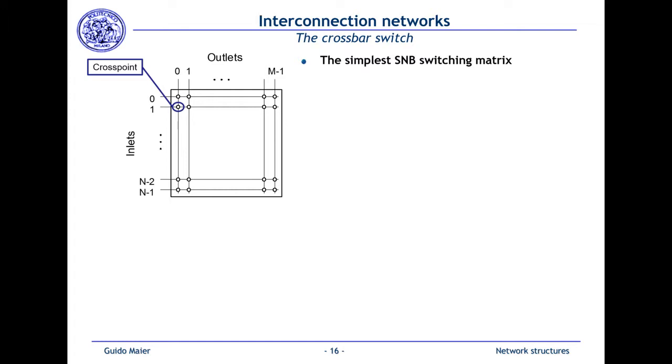This is the zoom of that component. Even if it is drawn in a different way, it's still a 2x2 switching element. And since it is a 2x2 switching element, it can take two states. One state is this one. When it is in this state, what is arriving here goes straight. The other state is this one, and also what is arriving in this direction goes straight. So what is arriving from west to east goes straight, and what is arriving from south to north goes straight.